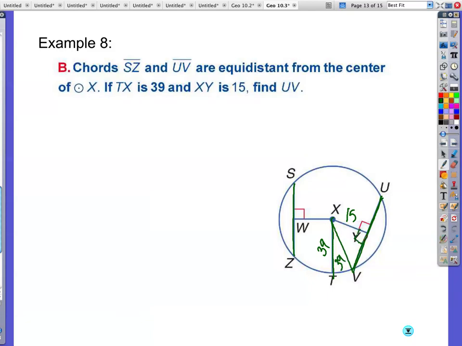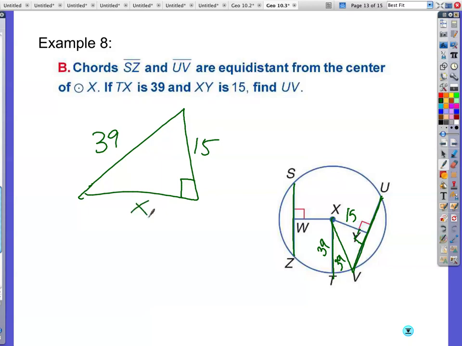So there is my right triangle again. I've got a hypotenuse of 39. I'm turning the triangle, by the way. There's my 39, there's my right angle, and there's my 15. And who knows what this might be? That's what I need to find out, because they want me to find U to V. Oh, but if I find half of it, I'll just double it up.